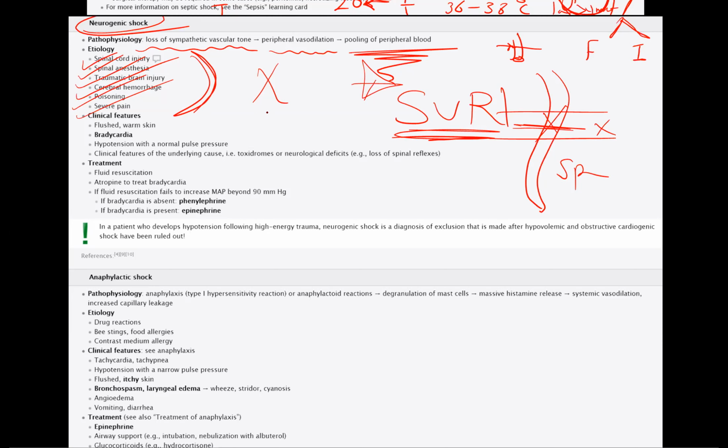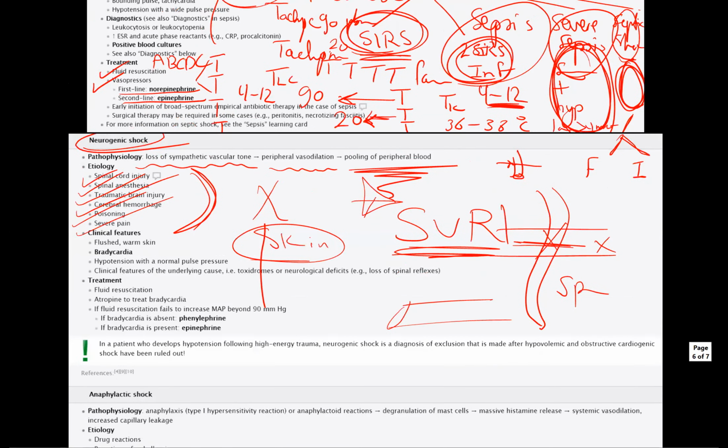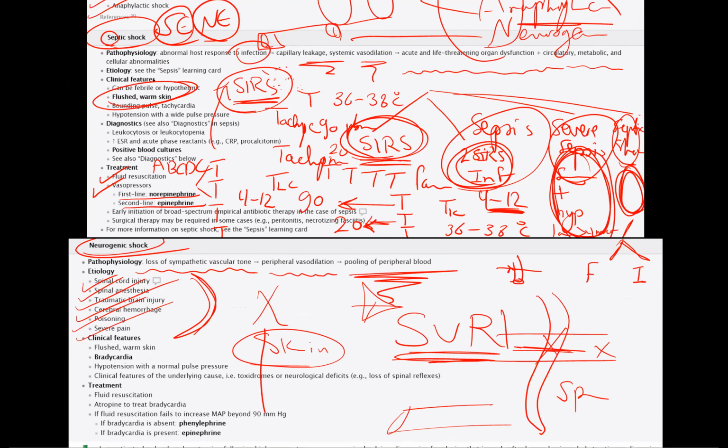Here, the skin will be warm and flushed. Why? Because, as we said, the problem is in the sympathetic pole, so we will have vasodilatation. Also like septic shock, as we said before, we will have flushed warm skin, and also in neurogenic shock, we have warm flushed skin.